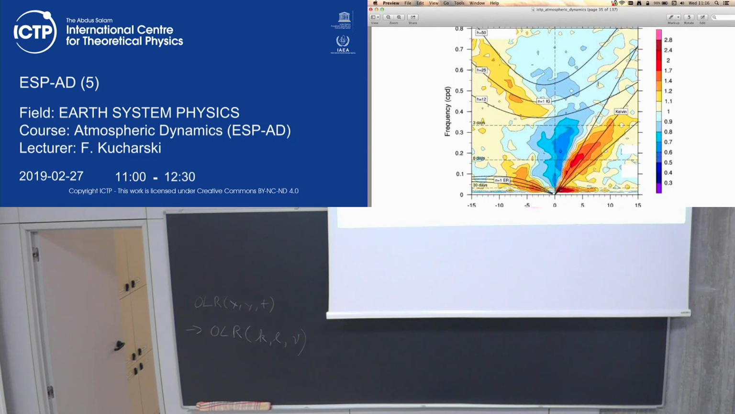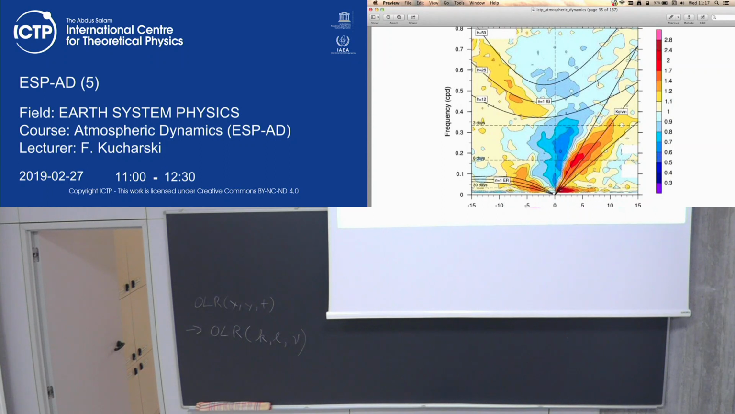Does anybody know what this accumulation of energy here at the very low frequency band means? What does this represent? Name some tropical phenomenon that you have heard of that influences weather on a seasonal timescale.